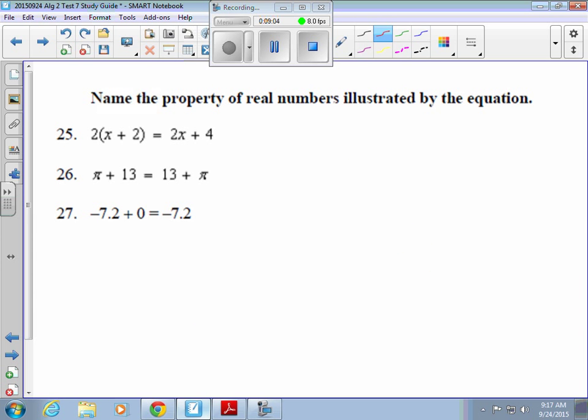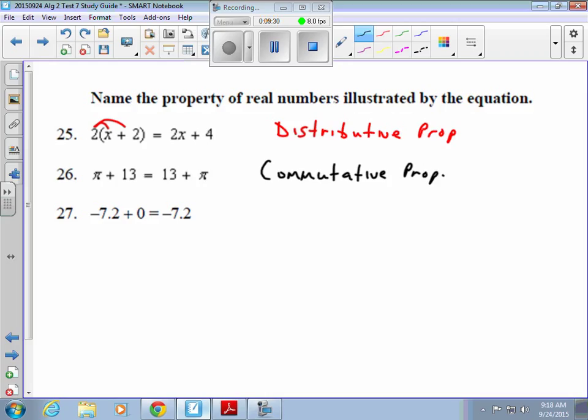Three different properties. 2 times x plus 2 is equal to 2x plus 4. That's just doing this. That's the distributive property. Pi plus 13 equals 13 plus pi. The numbers move. The numbers commute. Commutative property. Negative 7.2 plus 0 is equal to negative 7.2. It's exactly the same on the left as it is on the right. Its identity doesn't change. Identity property.